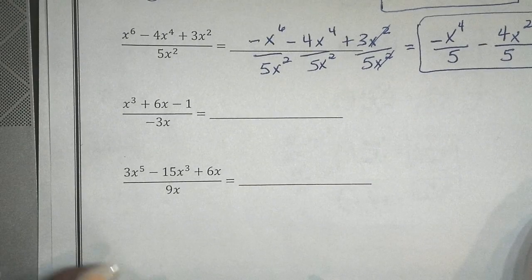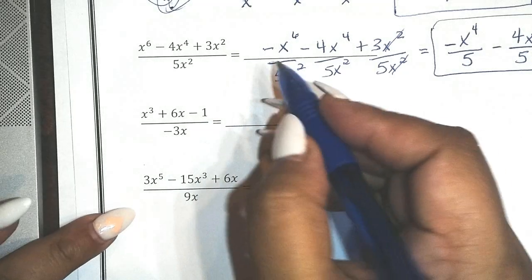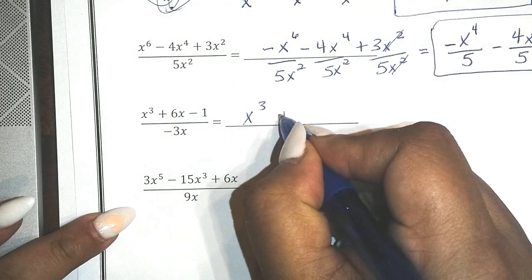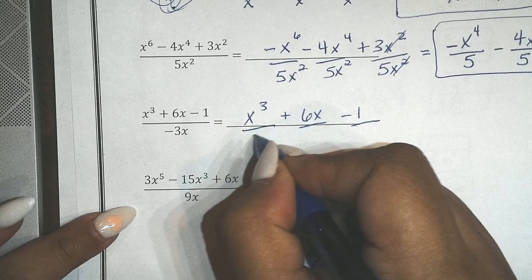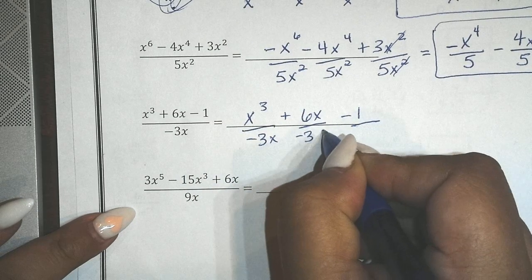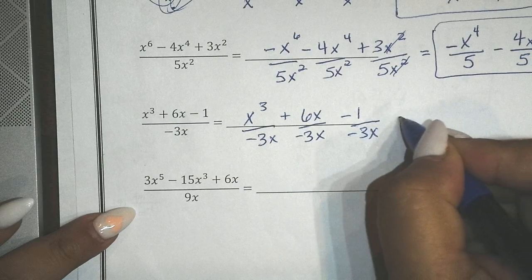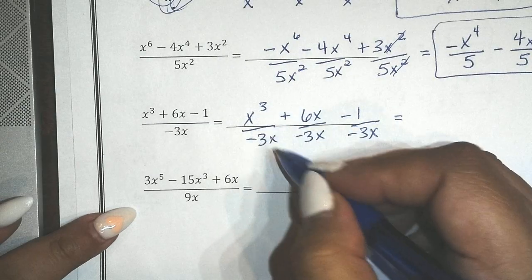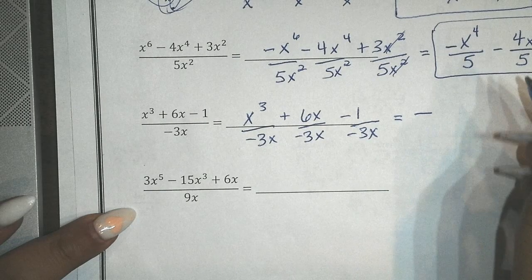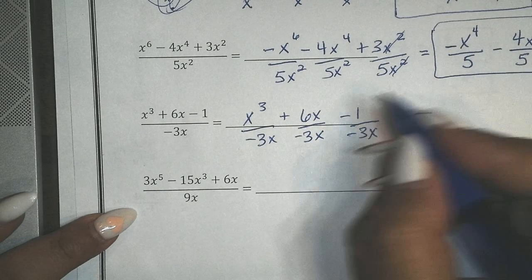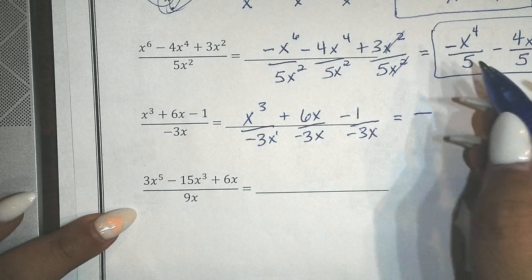Okay, let's look at the next one. X to the third power, 6x, and then -1, all divided by -3x. Okay, right here, the only thing I can do is divide my variables, which means subtracting your exponents. 3 minus 1 is 2.